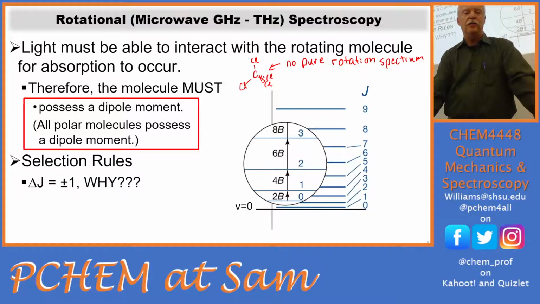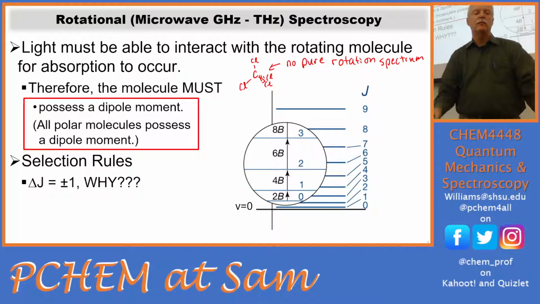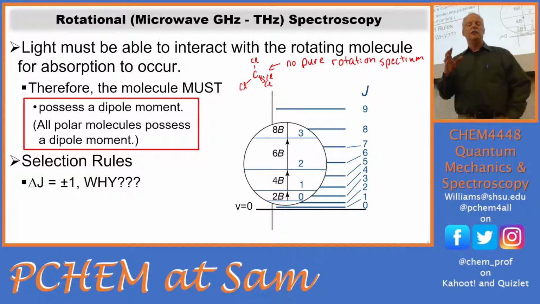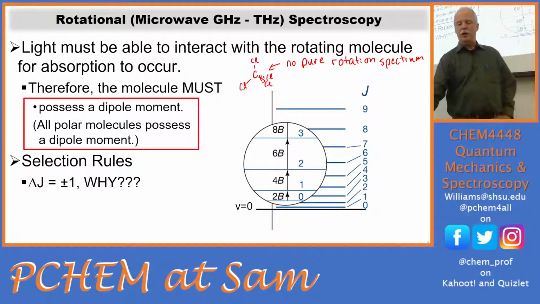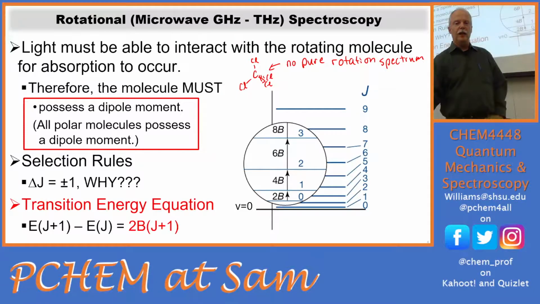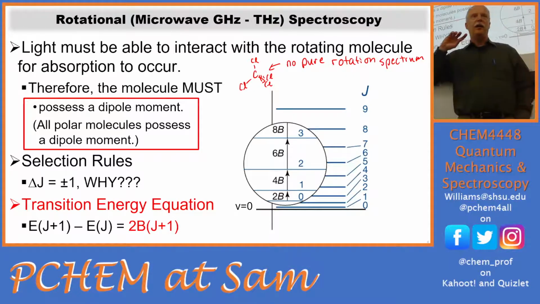Now the selection rules are plus or minus 1. So delta J is plus or minus 1. Now in our particle in a box, it was 1, 3, 5, 7, 9, all of the odd ones. But for rotation, it's just plus or minus 1. And one of the reasons why is because light has 1 unit of angular momentum. Okay, so it can give it a kick.